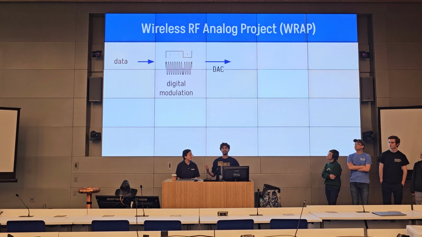Next, we have to send this data out to our actual analog hardware into the real world. In the real world, we don't deal with digital, we deal with analog. So we need something to bridge the gap between the two. This is where our digital to analog converter comes in, which we use with a microcontroller.